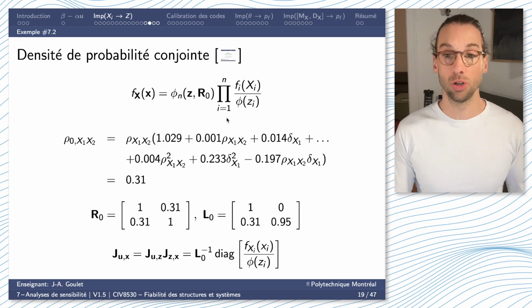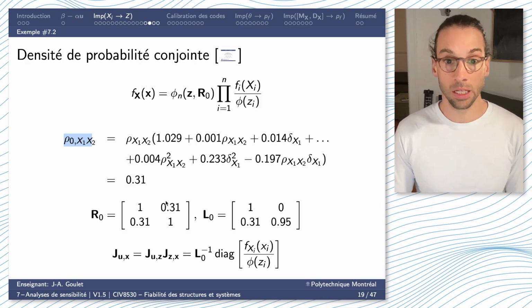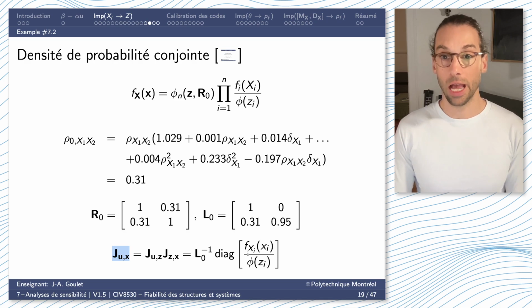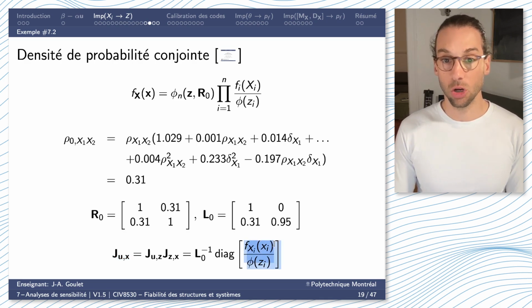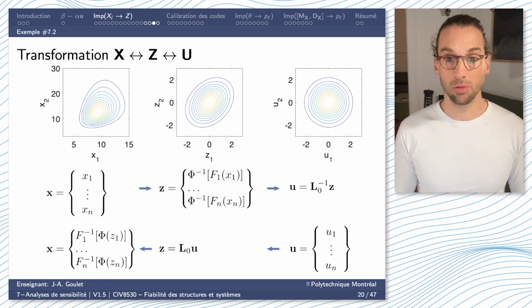So we build our joint probability density using a Nataf distribution. We build our correlation matrix by looking at what is going to be our correlation coefficient in the correlated standard normal space. So we're going to obtain 0.31. So it's going to be 0.30 times that correlation coefficient. We can take its Cholesky decomposition to have L0. And this is going to be my Jacobian. So we're going to have the inverse of L0 times a diagonal matrix of the ratio between the PDF in the original space and the PDF in the standard normal space for each of my variables.